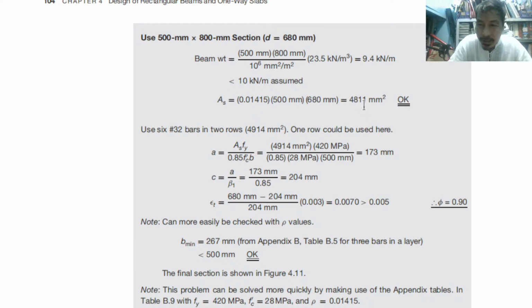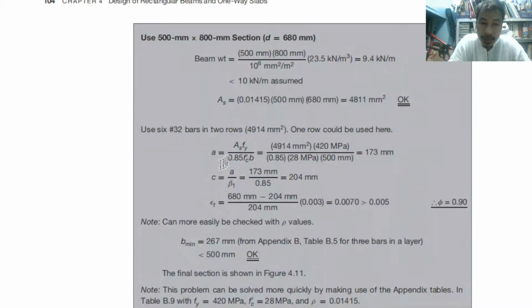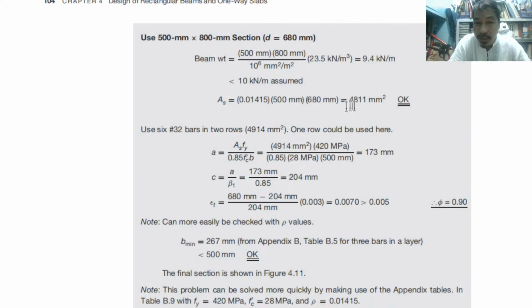So in my case, again, this author uses greater than this. I am using less than that, a little bit less than this. I am using it because I want the design to be ductile. This author also wants the design to be ductile, but he is using greater than. I am using less than.